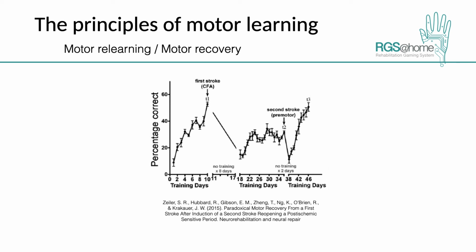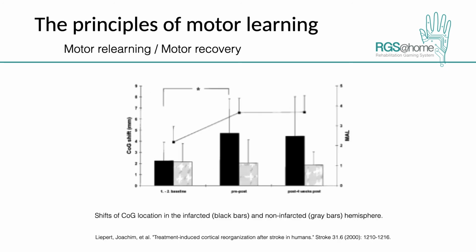So does this mean that after the critical window is closed and this enhanced plasticity is not present anymore, there's nothing we can do? Well, we know that that's not the case, because we observe that in the case of chronic patients, we can still induce recovery through therapy, through behavior.